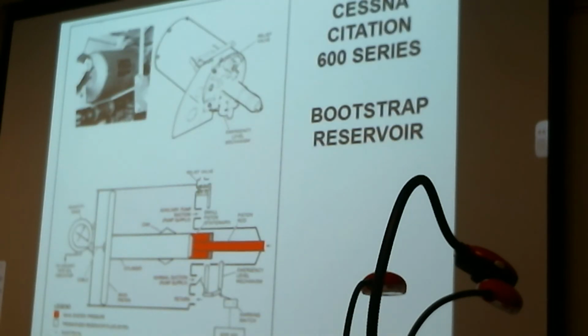Cessna Citation, bootstrap reservoir as well. This is kind of weird too. In some cases, the reservoir housing moves and that floating piston remains stationary, or vice versa. But in this case, they've got a tape reel that's attached to the piston. So as the piston slides back and forth, that provides an indication of fluid quantity that's in the reservoir.